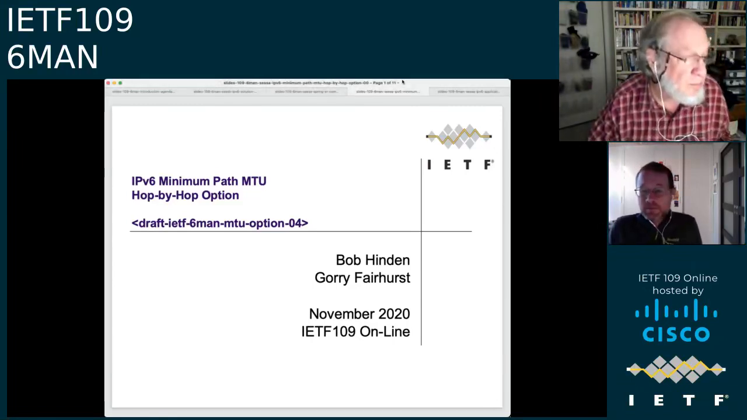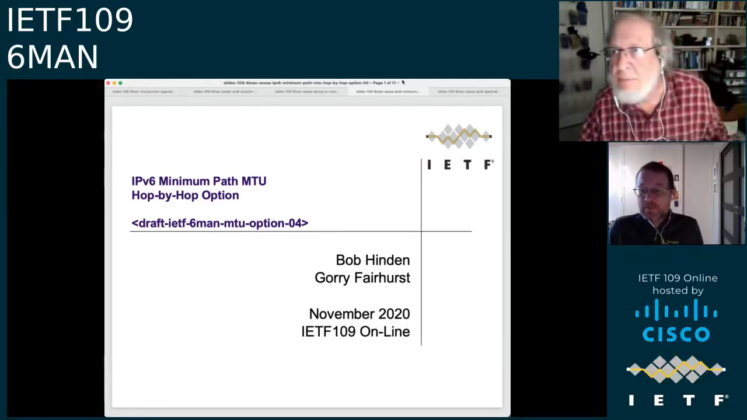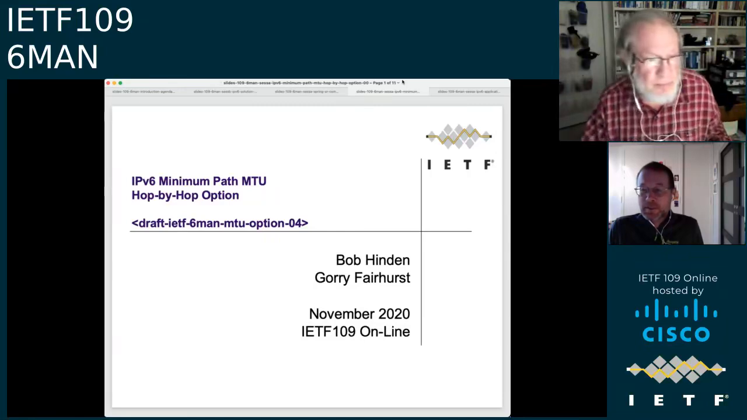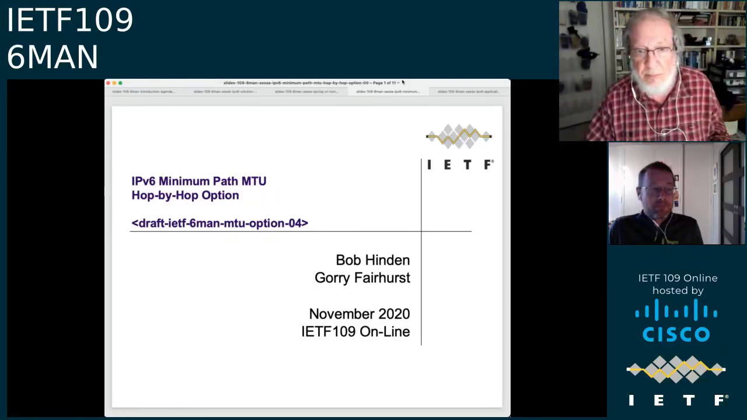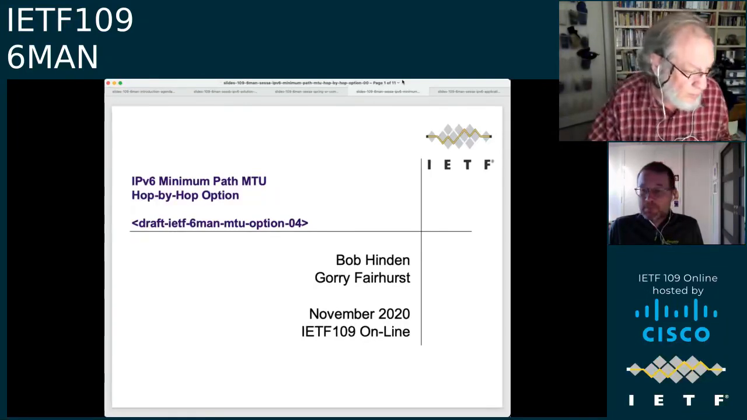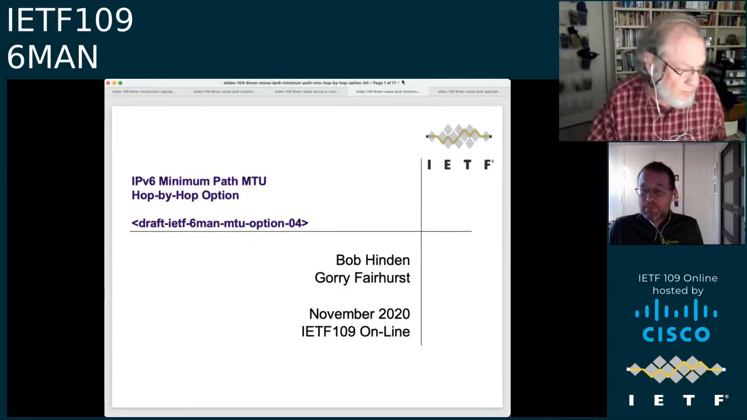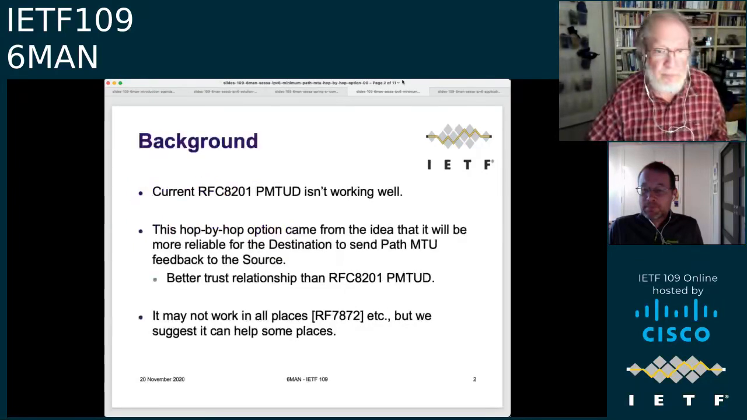So this talk is on a draft that's joint with Bob. I'm going to do the talking. We're being helped by Anna, who's doing some data experiments, which we'll talk about a little later. The draft is the IPv6 minimum path MTU hop-by-hop option, and we're at revision 4, which we'll talk about in a few slides. Please go ahead.